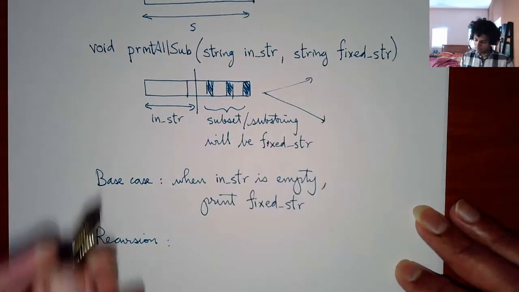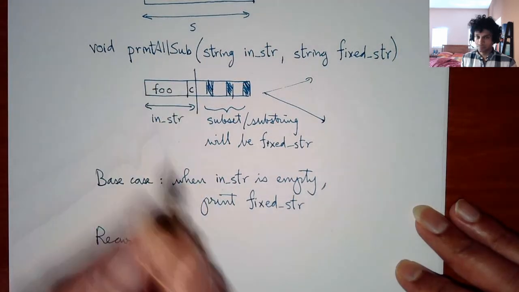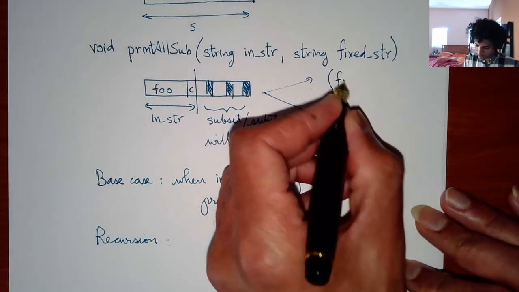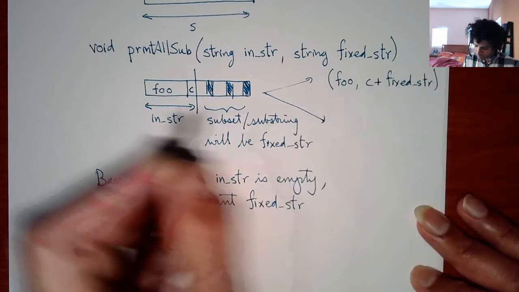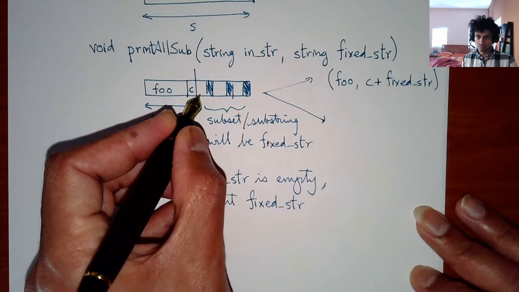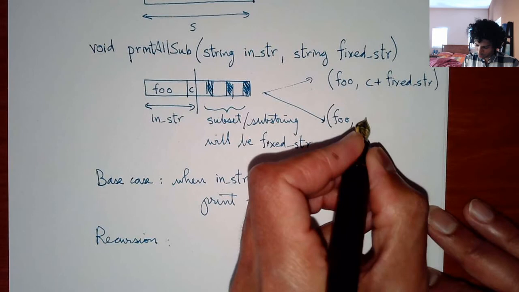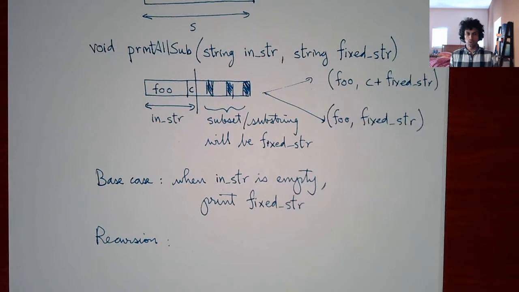Okay, so let me refer to this part as foo. This character is C. There is going to be one recursive call for foo, C plus the fixed string. By plus, I just mean appending it, right? Appending this to whatever is fixed. The second call is going to be for foo and the fixed string. Those are going to be the two recursive calls that are made. Any questions? Does that make sense?